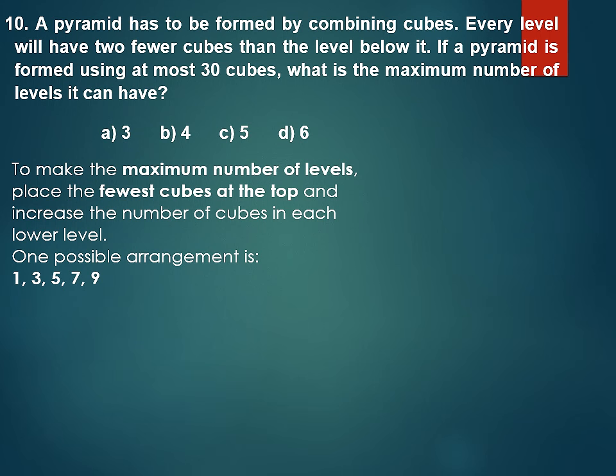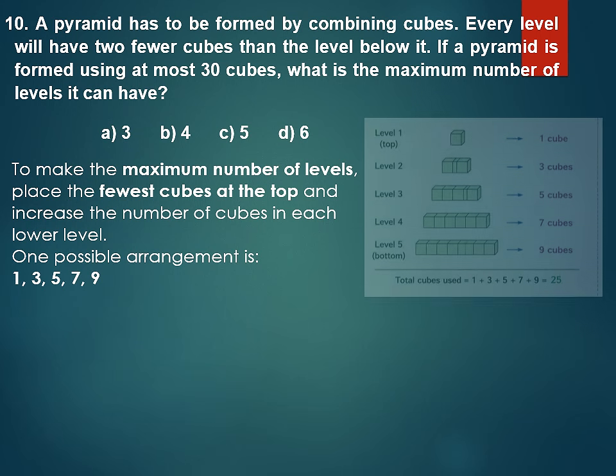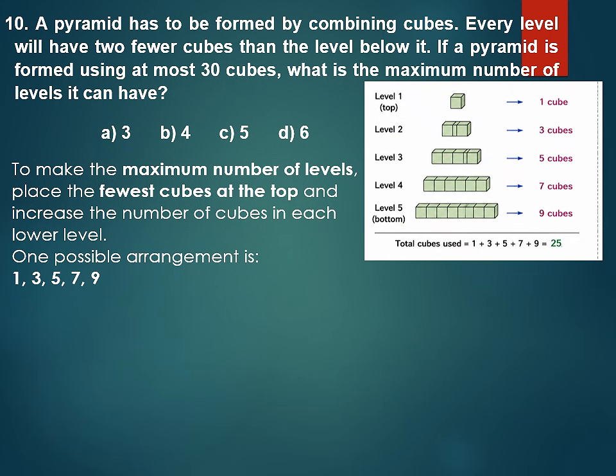One possible arrangement is 1, 3, 5, 7, 9. Let's see how. Level 1 will have 1 cube. Every level should have 2 fewer than the one below, which means the next level will have 2 more. It will have 3. The next level will have 2 more than the previous one, which will have 5. Then we have 7. Then we have 9. So all in all, we will have 25 cubes by level 5. Now when we add 2 more in the next level, we will have 11.